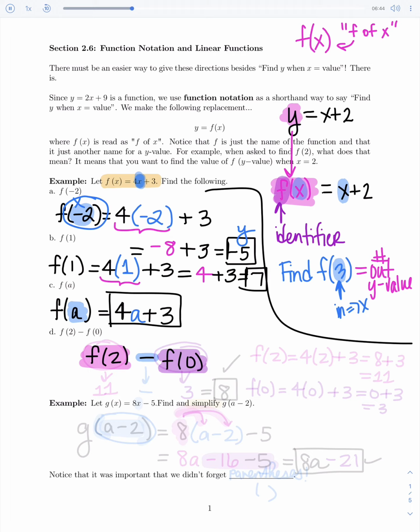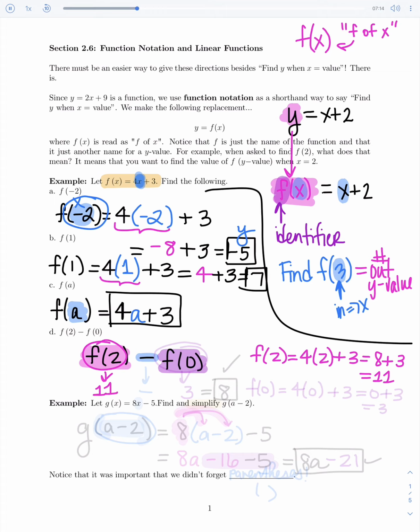So let's deal with f of 2 first. I'm going to do this off to the side. F of 2 means to plug in a 2 wherever there's an x. So let's go up. It was 4 times 2, because we're replacing the x with a 2, plus 3. Well, the 4 times 2 is 8, plus 3 is 11. So f of 2 here is 11.